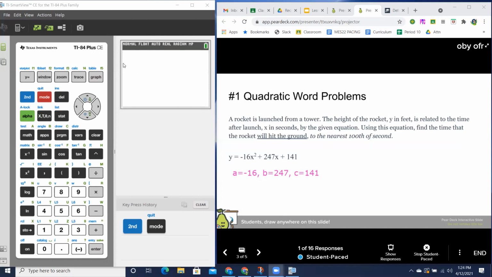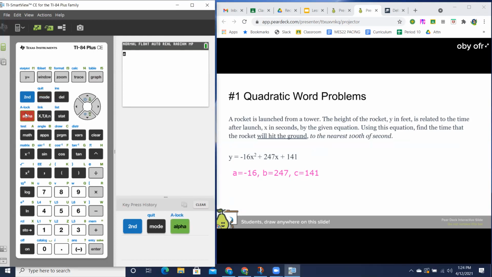I cannot, it's not as user-friendly to get the fraction icon. So if you're using your TI-84 software right now, you can follow along closely and ask questions in the chat if they come up. So to get a fraction, I need to hit alpha and then y equals. And that's going to give me this fraction button, n over d, or numerator over denominator.